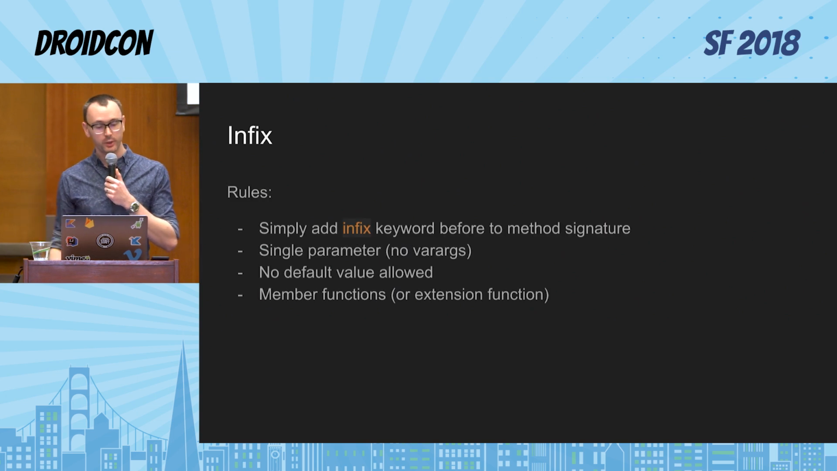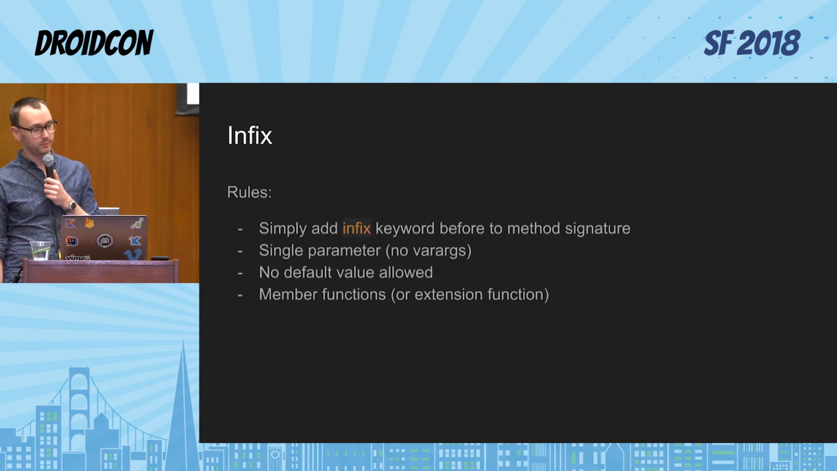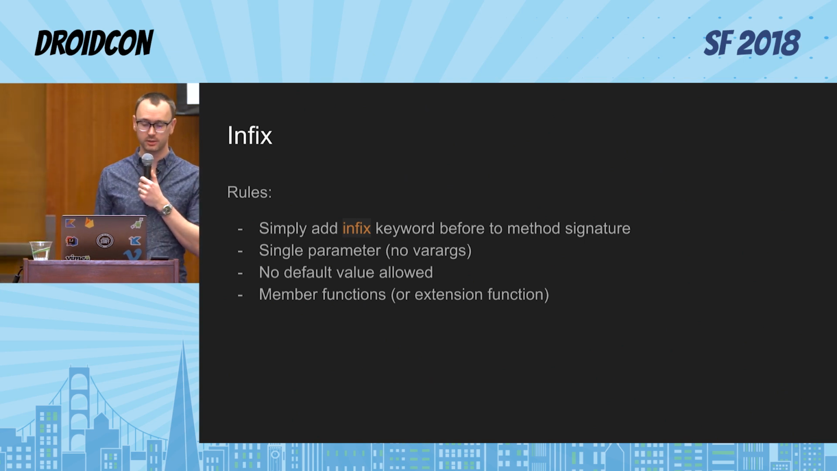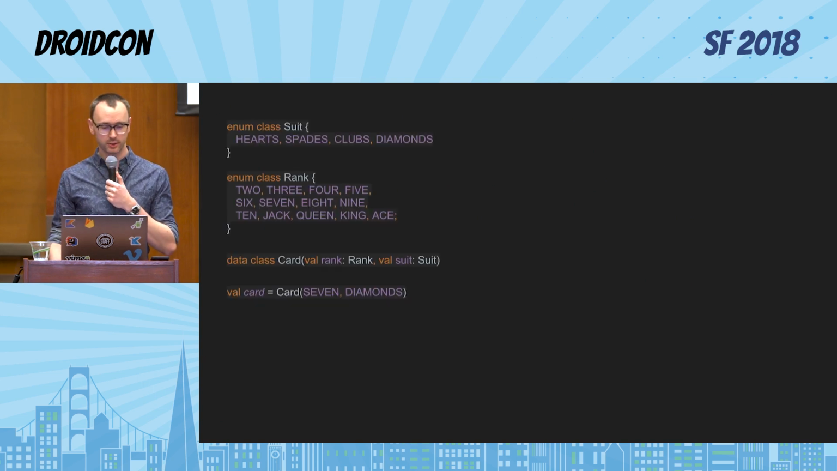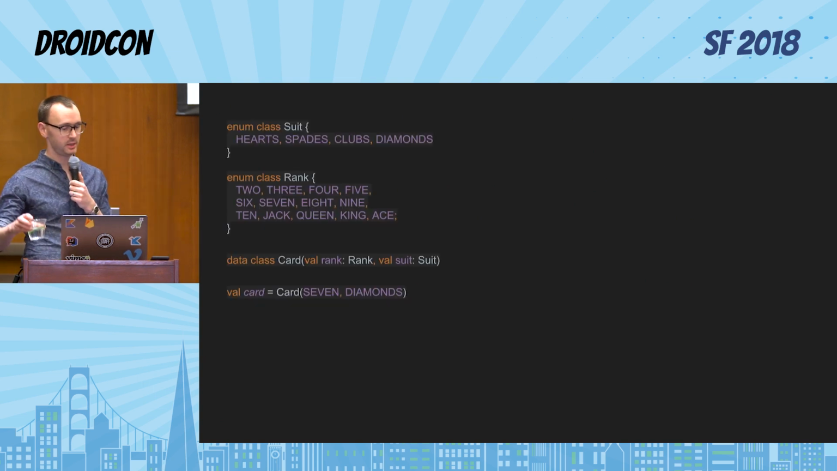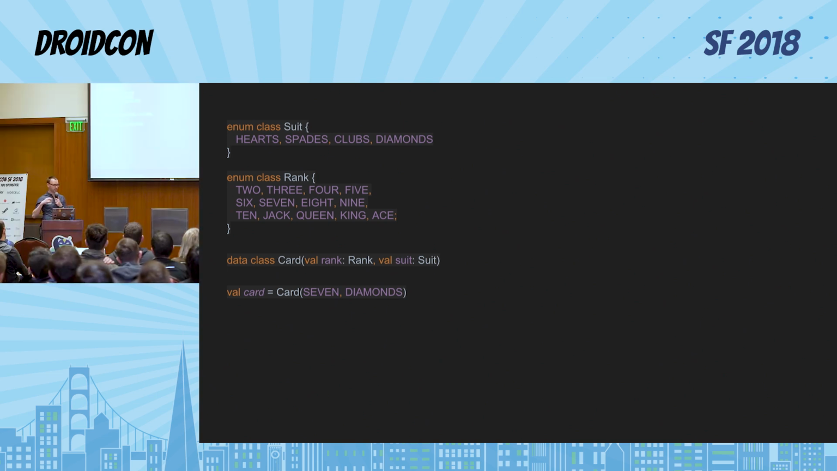All right, so when you build your own, the rules are pretty simple. You have the infix keyword. It can only take a single parameter, and the parameter can't be a var args. You can't have a default for that single parameter. It has to be a member function or an extension function. So here is an example of building one ourselves.